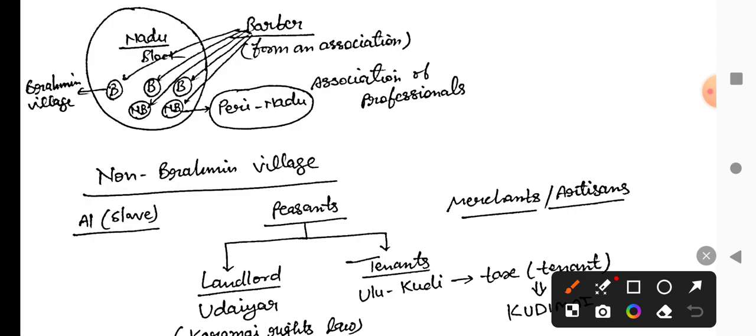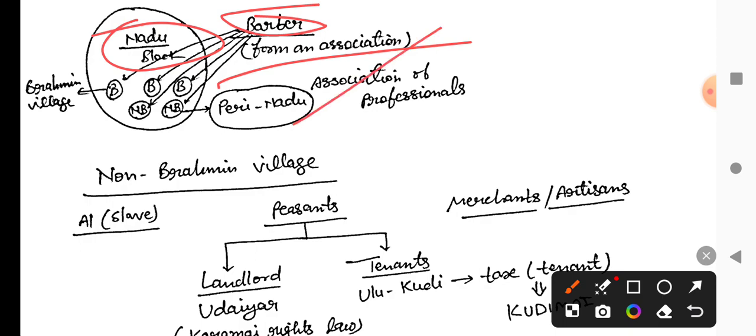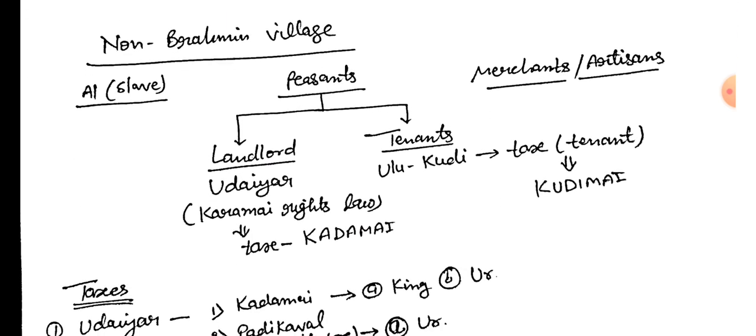And here you can see the barber is also present in the village system, and in every village system you will get a barber. They form an association, that means they inhabited Brahmin villages as well as non-Brahmin villages. So all types of villages had barbers. Association of professionals means perinadu; these perinadu professionals were there.